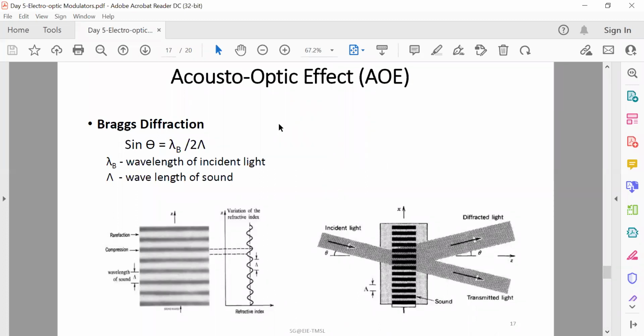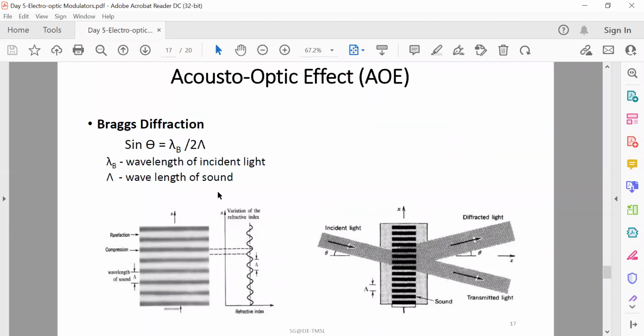we need to be familiar with Bragg's diffraction. A set of parallel reflectors, basically separated by the wavelength of sound, assume this lambda, will reflect the light if the angle of incidence theta satisfies Bragg's condition for constructive interference, which can be expressed using this equation: sin theta equals lambda b by 2 lambda, where lambda b is the wavelength of incident light, and lambda is the wavelength of sound.